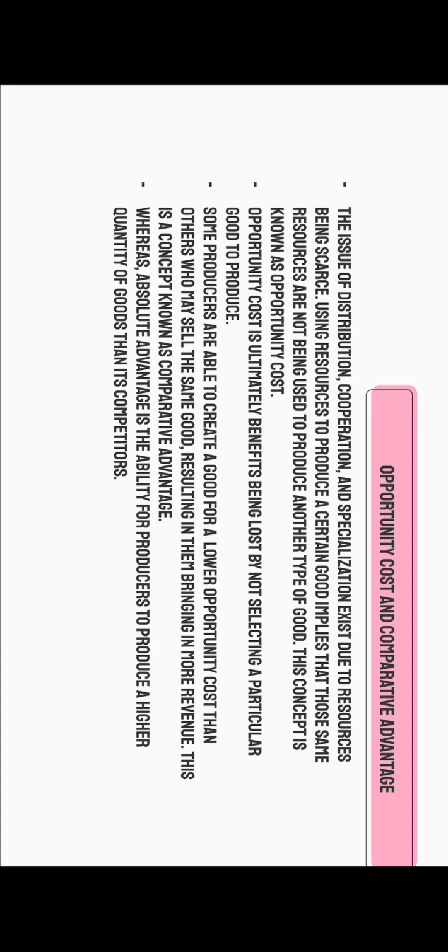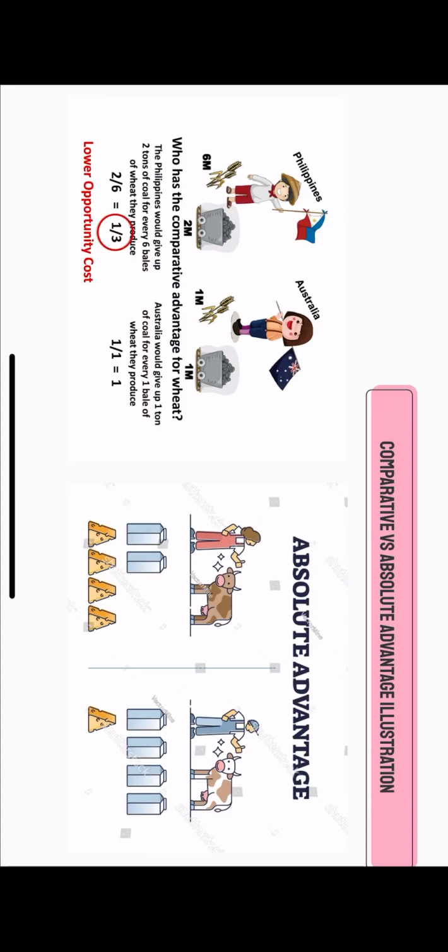Some producers are able to create a good for a lower opportunity cost than others who may sell the same good, resulting in them bringing in more money. This concept is known as comparative advantage, whereas absolute advantage is the ability for producers to produce a higher quantity of goods than its competitors. On the next slide, we can see two examples of comparative versus absolute advantage.